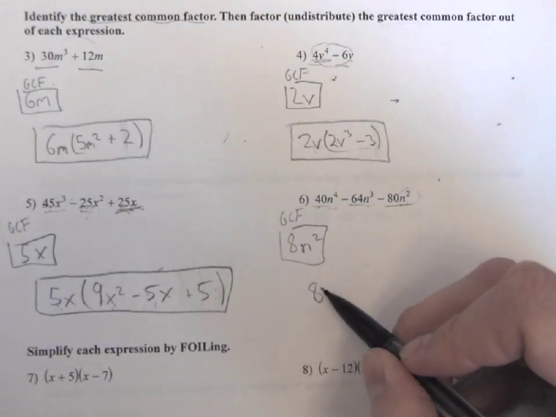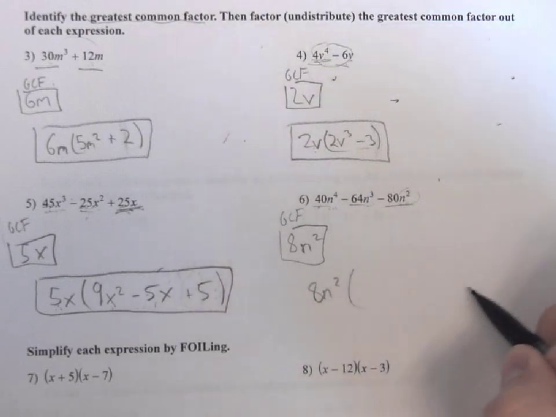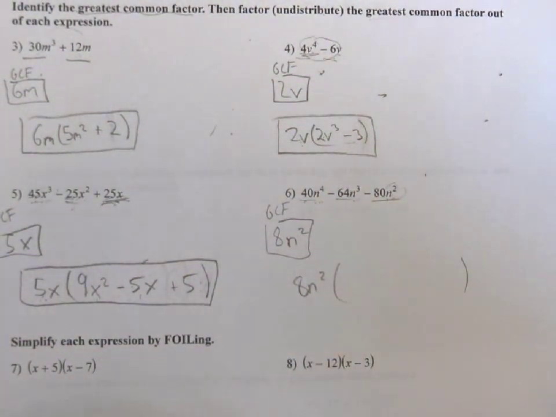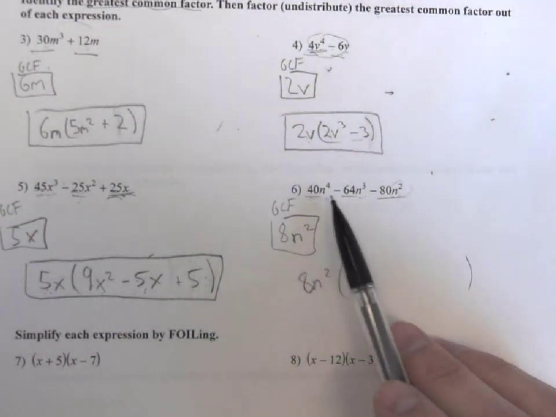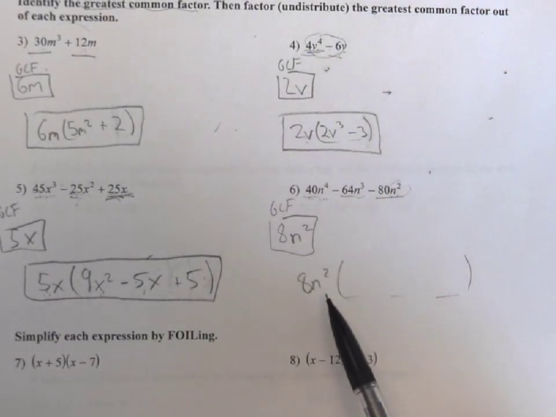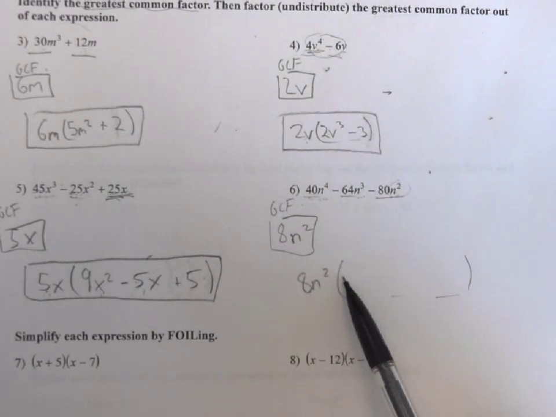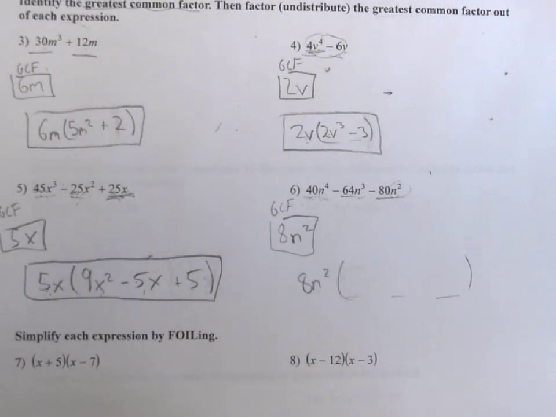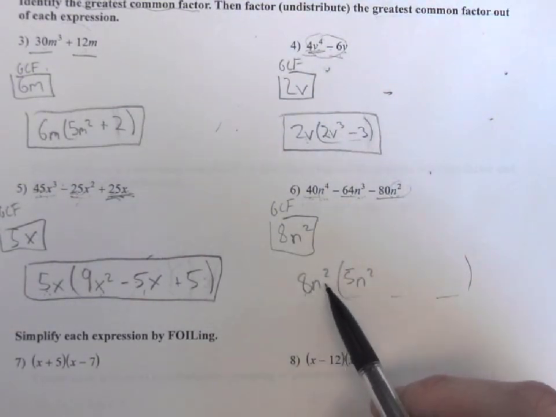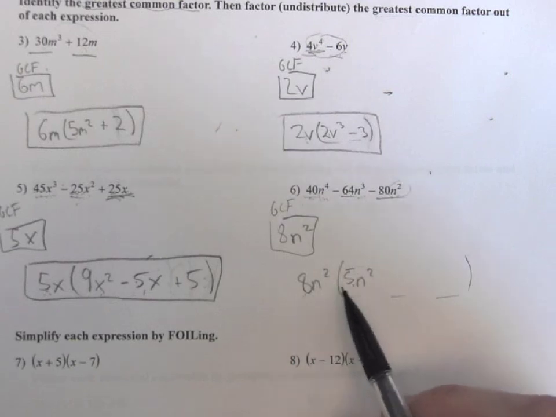Okay, if that is indeed the greatest common factor, then we need to factor it out. We need to undistribute the 8n squared. Since there's 3 terms in this expression, we're going to have 3 terms in the parentheses in here. We just got to figure out what those terms are. So 8n squared times what would give me this 40n to the 4th? Well, 8 times 5 is 40, so there's got to be a 5 up here. And then I need another n squared. So if I go 8n squared times 5n squared, I'm going to get my 40n to the 4th, which is what I want.